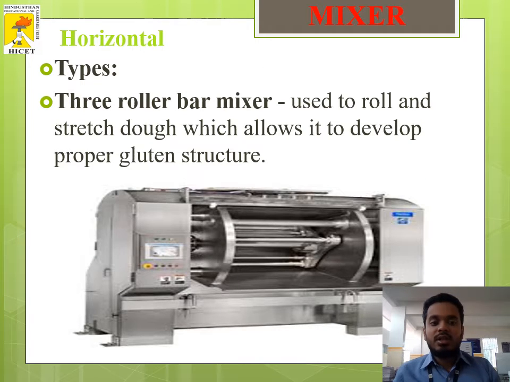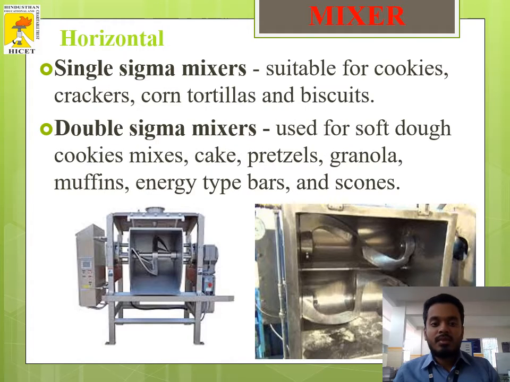So in horizontal, the types of mixers are three roller ball mill, single sigma mixers, and double sigma mixers. All the horizontal mixers are suitable for particular food products. For example, single sigma mixers are suitable for cookies, crackers, biscuits, etc., and double sigma mixers are used for soft dough cookies mixes, cakes, pretzels, muffins, energy type bars, and scones.